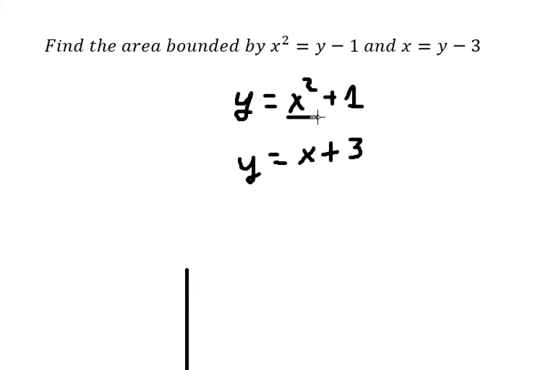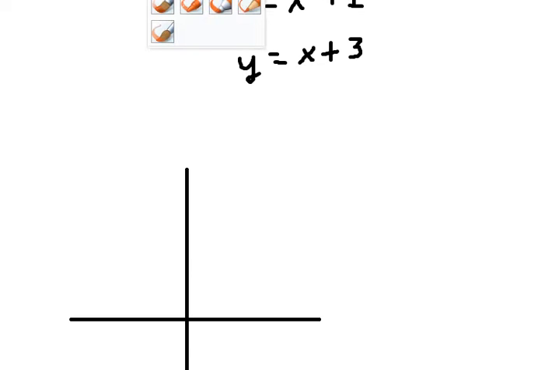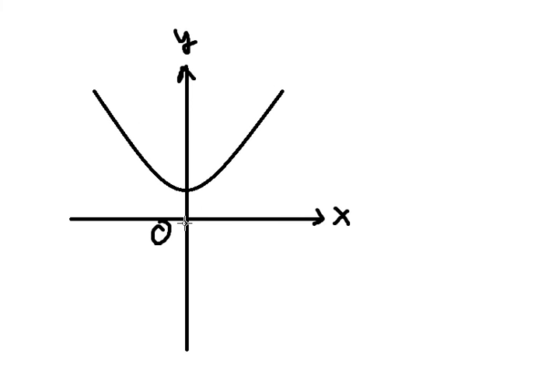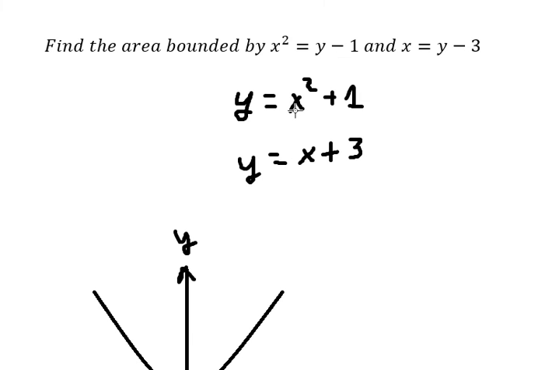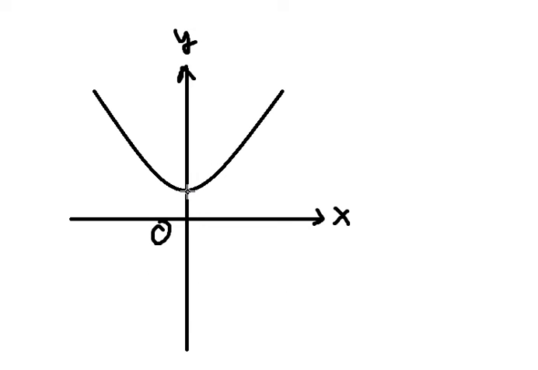We see that this is a parabola, and that is y equals x squared plus 1. So the graph should be like this. When x equals 0, y equals 1. That's why they go to number 1 in here.